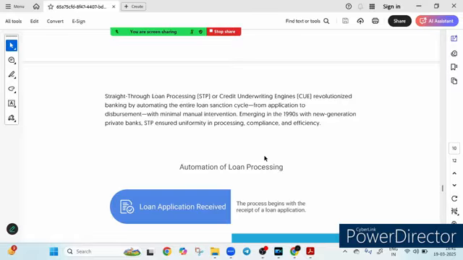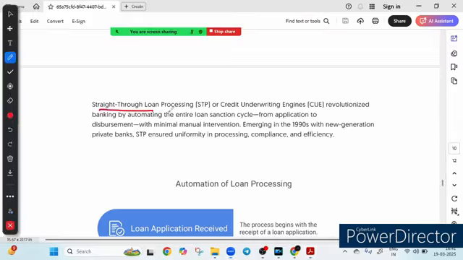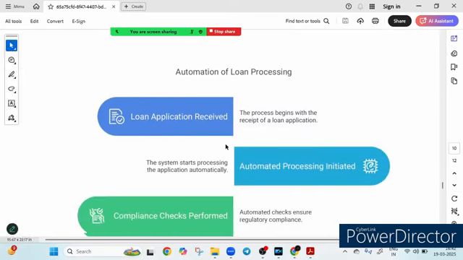Now there is something very very important. So friends, with the rise of STP, you know what is the meaning of STP? STP is called straight through processing. Remember it. This is called straight through processing. So with the rise of STP, right, and CUE, that is called credit underwriting engine, the entire loan cycle from application to disbursement is now highly automated, cutting down manual work and boosting speed and efficiency. So let me tell you how the loan processing gets automated. In this slide you can understand how it gets automated.